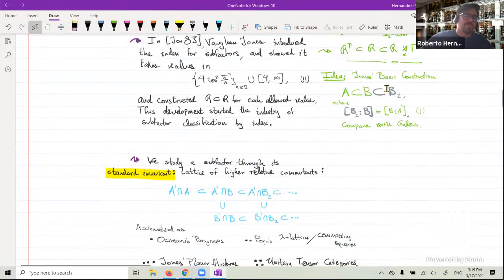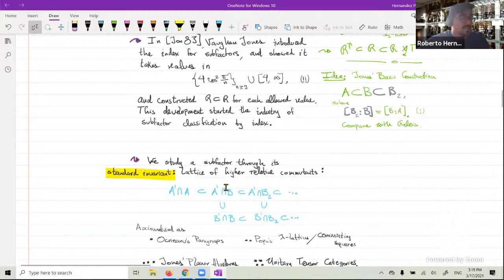So if we go back to Jones's basic construction, there's really no need to stop here. You could as well perform the basic construction on this gray inclusion and get an algebra B3, and then again B4, B5, all happening at the same index. So if you repeat this process indefinitely, you get what's called the Jones tower of fixed index, right? It's all fixed by the initial inclusion.